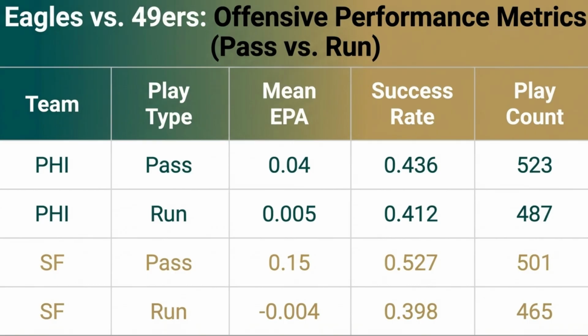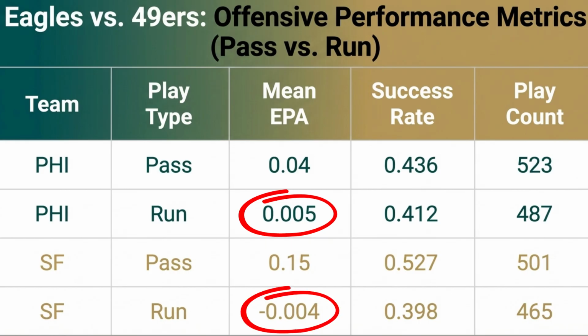The run games are virtually identical. Philadelphia has a 0.005 expected points added per rush, and the Niners unfortunately are in the negative, where we lose 0.004 points for every rush. Both of these are hovering around 0, which is essentially the league average for rushing attacks. Not great for a playoff team. Despite all the narratives about dominant run games, both Christian McCaffrey and Saquon Barkley have proven ineffective this year.